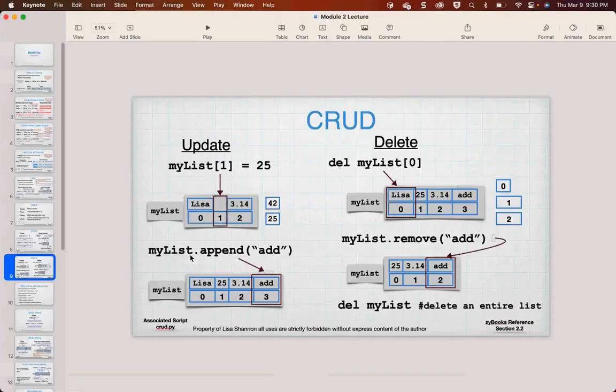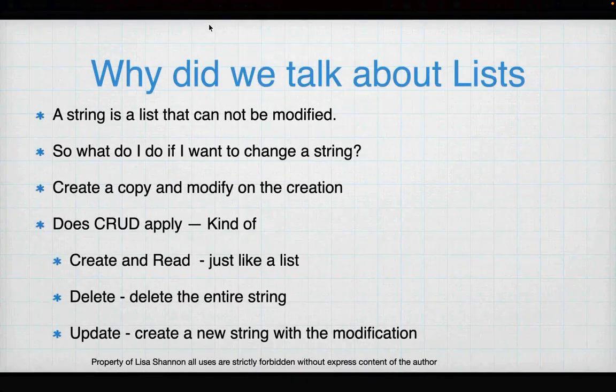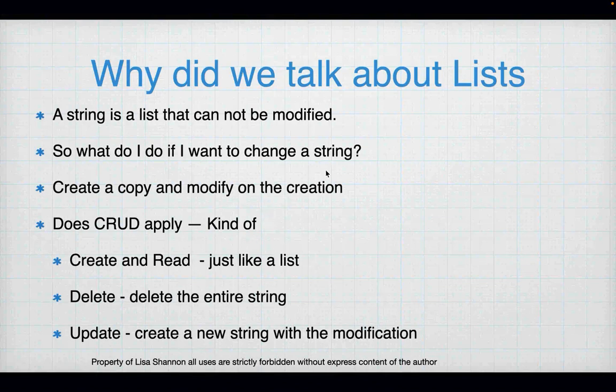So let's keep going. Okay, so why did we talk about lists? A string is a list, but it can't be modified. So how do I change a string if I'm not allowed to change a string? There are functions that you can use on that string that will allow you to modify it. You can always create and read without a problem, but to delete, you'll have to delete the entire string. To update a string, you're going to use functions that will create a new string with the modification in it. So if you want to remove a specific character, you're going to need to use a function on that string. So it will be that dot notation.